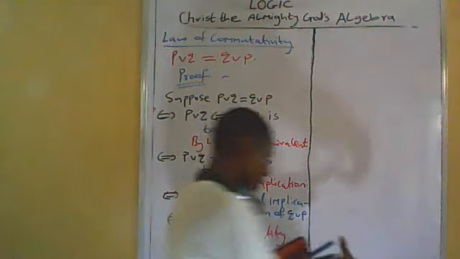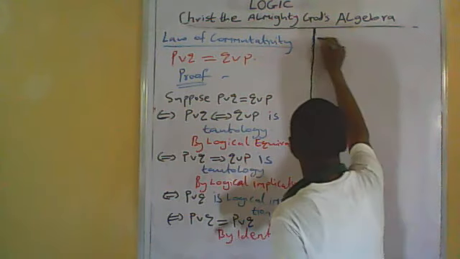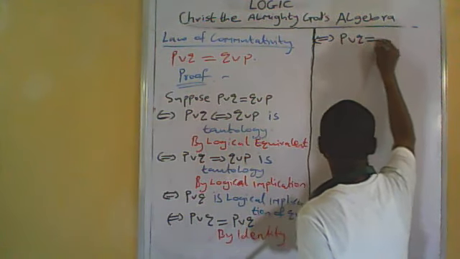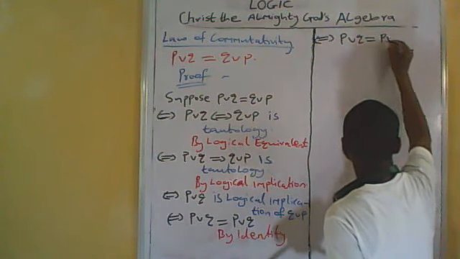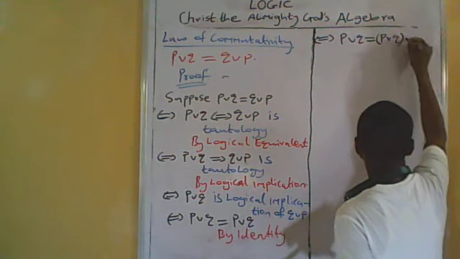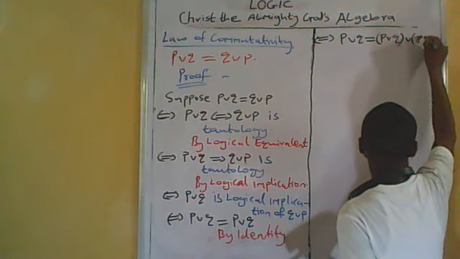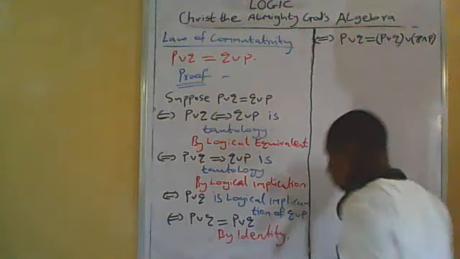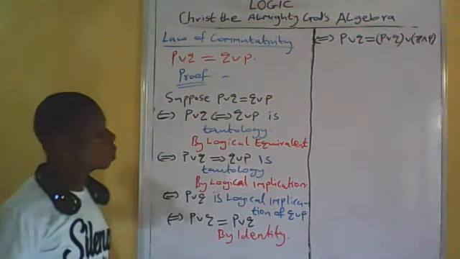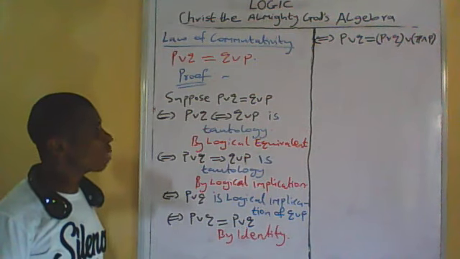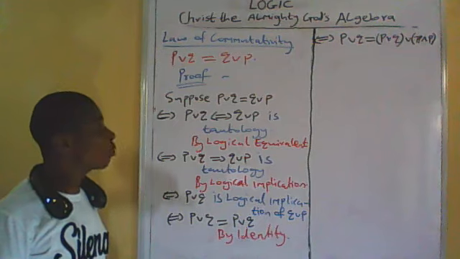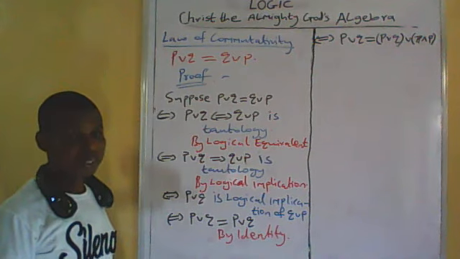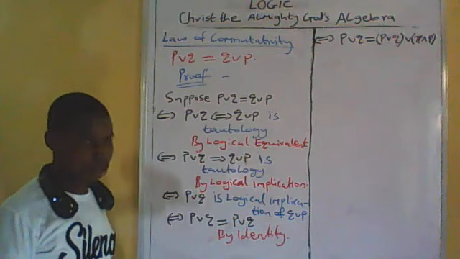We continue to that side. So, if and only if P or Q is equal to P or Q, or bracket not P and P. You see that not P and P has now been added to P or Q. That is, we have P or Q in bracket, or bracket not P and P, which is the same as P or Q.